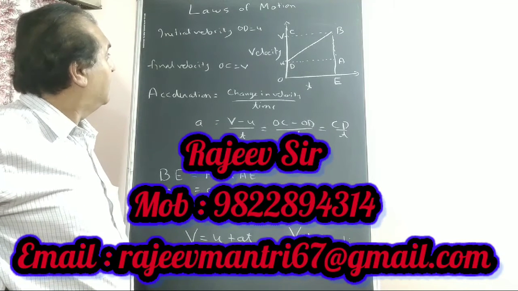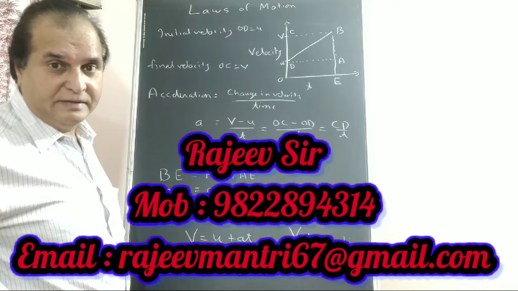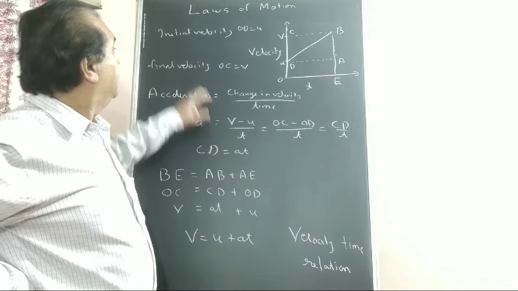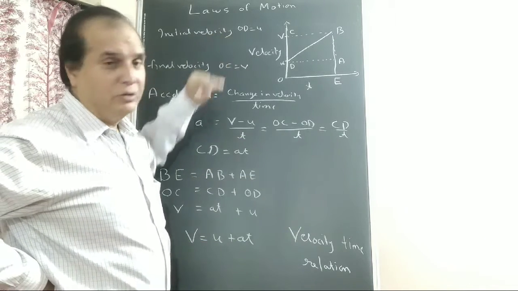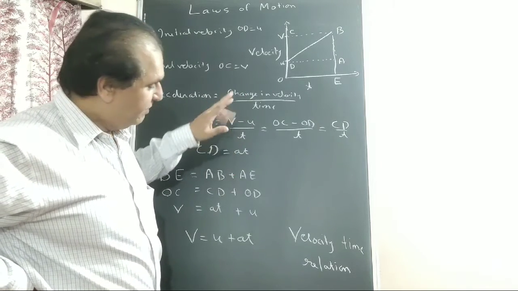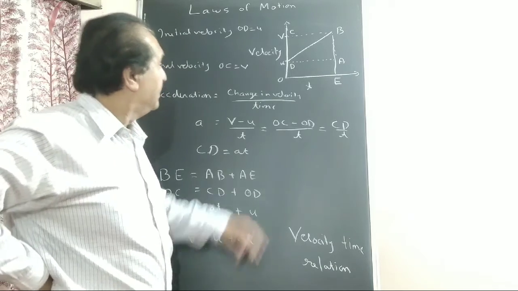Initial velocity, there are three kinematic equations. Okay, we are going to prove them one by one. Initial velocity is u. Suppose we are studying one motion here. The first kinematic equation, v equal to u plus at, we are going to derive.